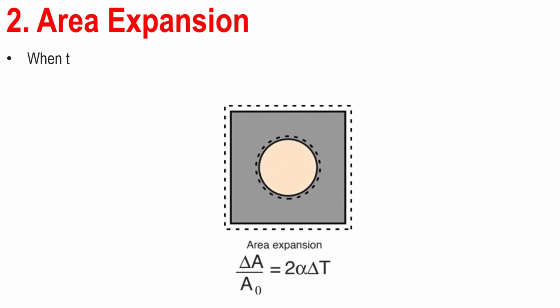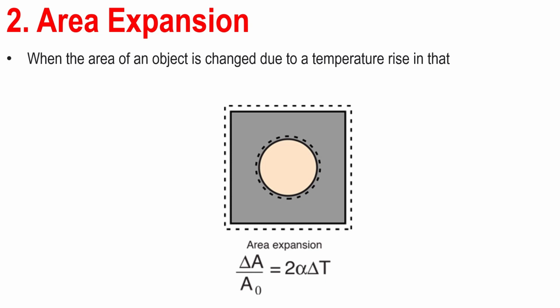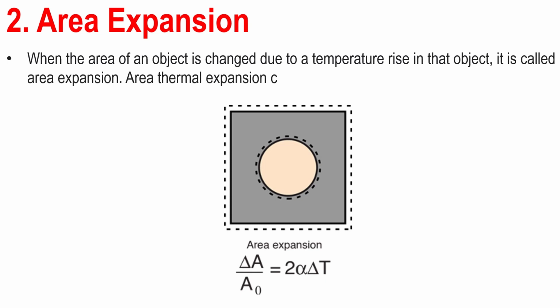Area expansion. When the area of an object is changed due to a temperature rise in that object, it is called area expansion. Area thermal expansion coefficient is twice the linear thermal expansion coefficient.